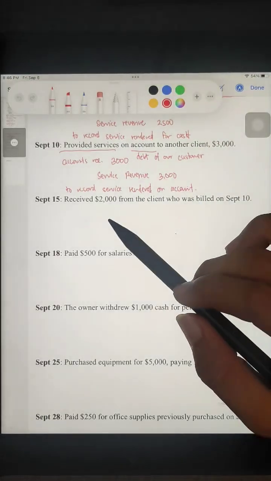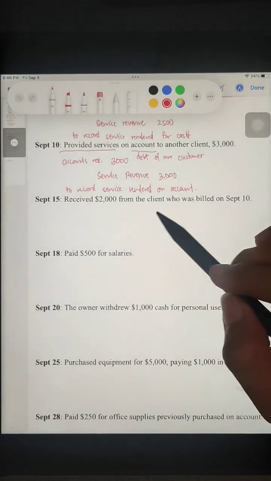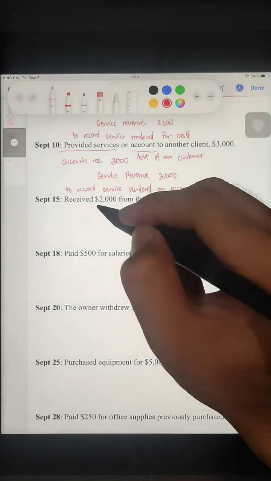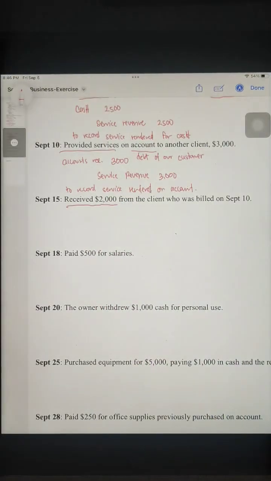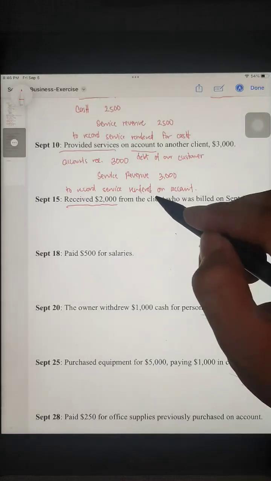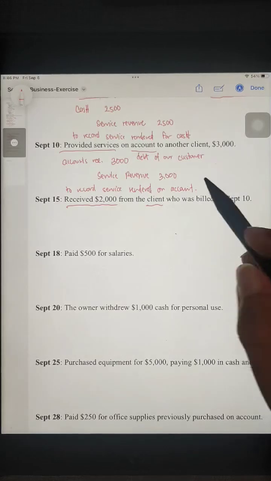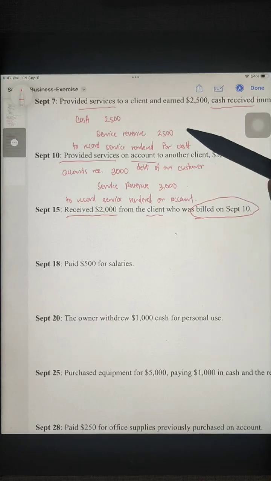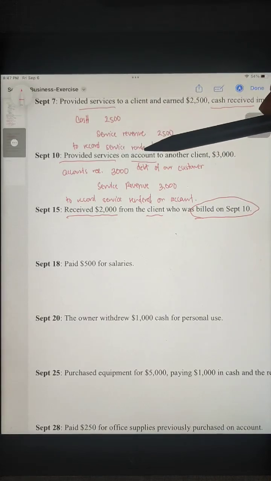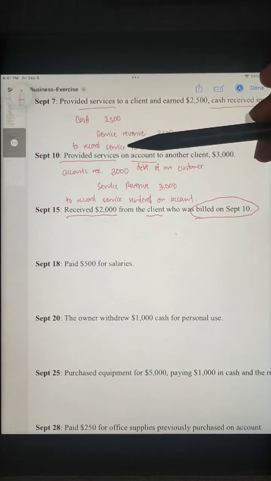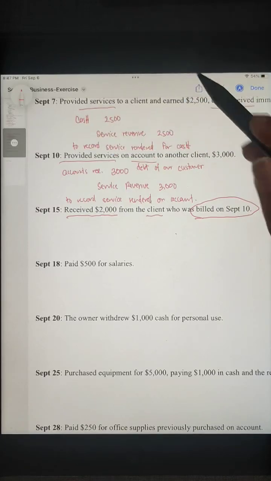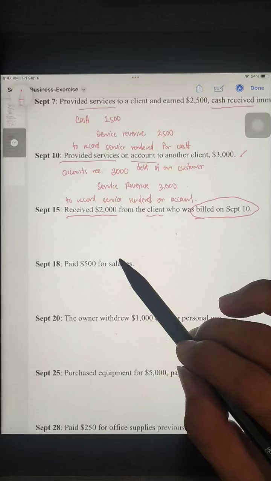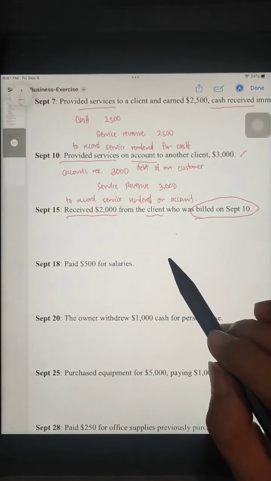Okay, so September 15, received $2,000 from the client who was billed on September 10. For this transaction, we have received $2,000 cash from a client. But take note, it was from a billing from September 10, because if you remember in the previous transaction, we have provided services on account. So on September 10, nag-render tayo ng service pero hindi tayo binayaran ng client amounting to 3,000 pesos. So for September 15, there was a collection of money.